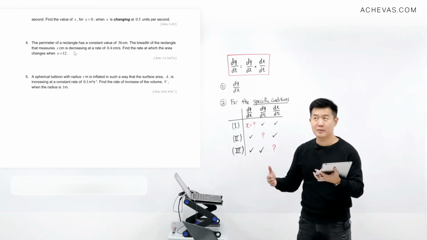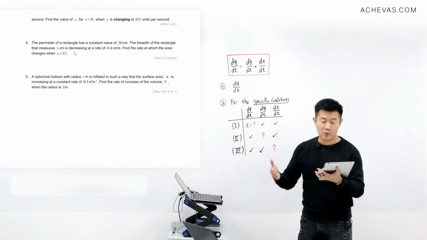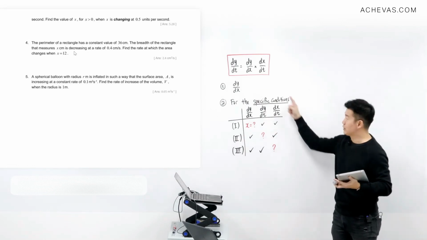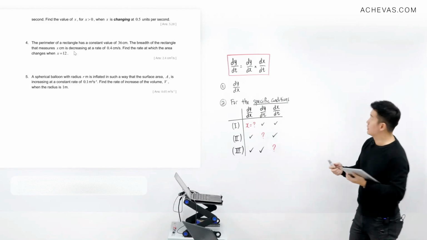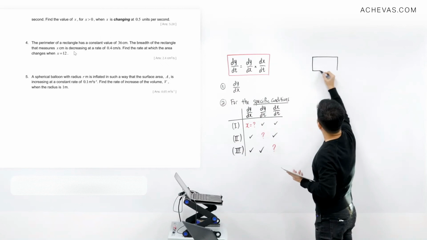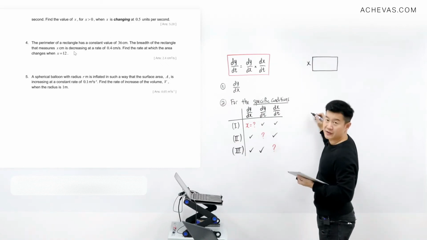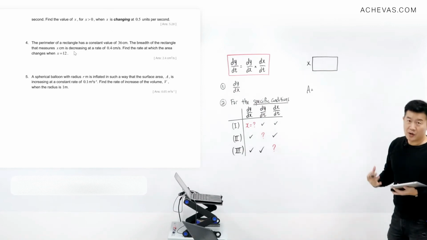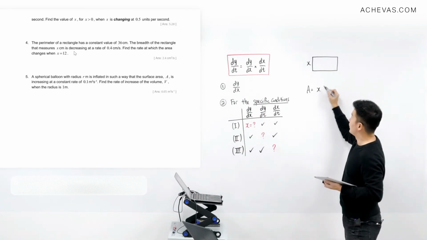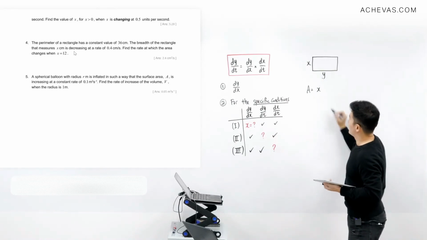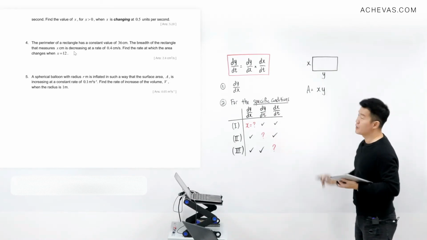And if I were to let the area be represented by A, what the question wants us to find is dA/dt, when x is equal to 12. That is the condition that is given to us by the question. So if this is the rectangle, we're given that the breadth is x, and if A represents the area of the rectangle, area is breadth times length, and we don't know what the length is. I'm going to go for y to represent the length, and A is equal to x times y.